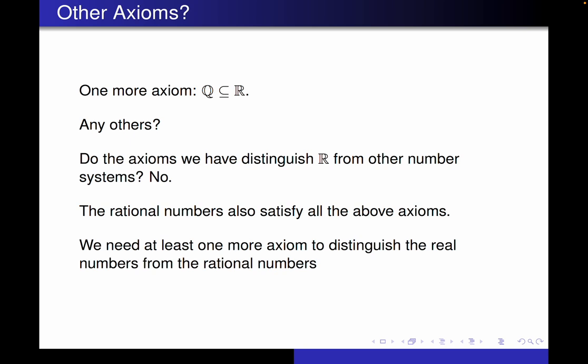We need at least one more axiom, and it turns out one more axiom is enough to distinguish the real numbers from the rational numbers. And I know you're just dying to know what it is, but we're not going to get to that until section 1.6. So that's a few videos and sets of activities in the future. Sorry to delay that for you, but we will get to that axiom. We have some background to go through before we actually get to that.